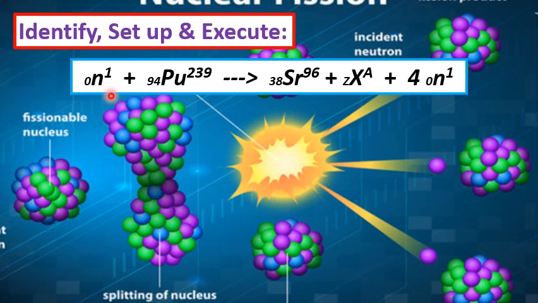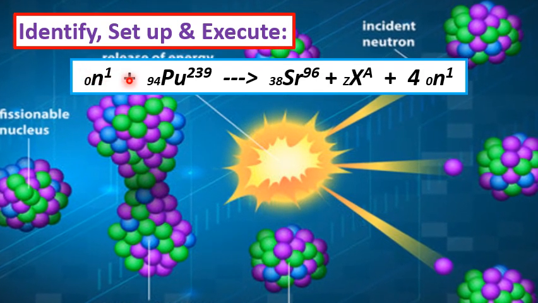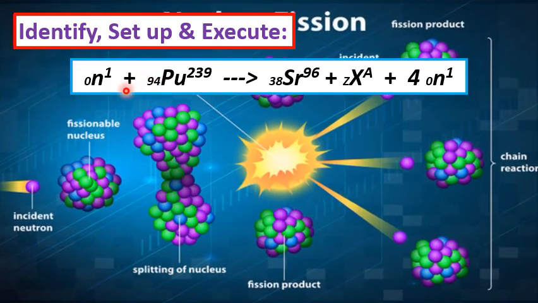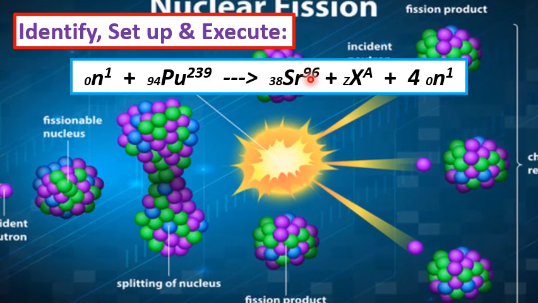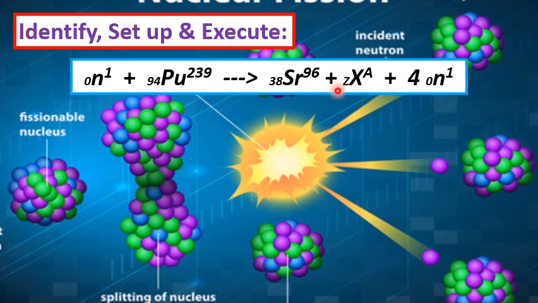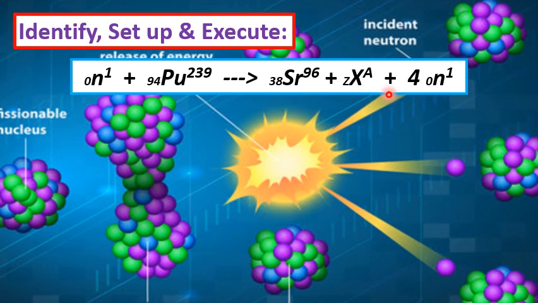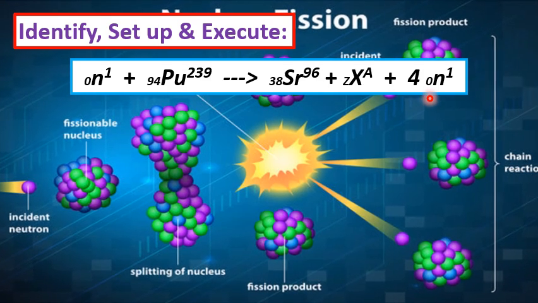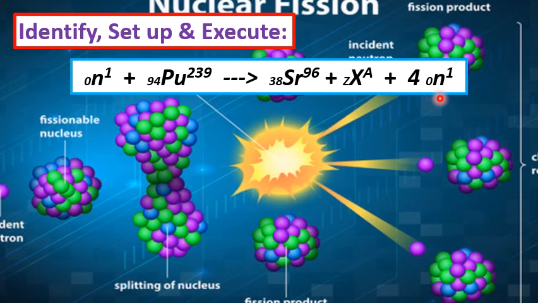The given nuclear equation shows that a plutonium-239 isotope captures a neutron particle and splits into a less massive strontium-96 isotope and an unknown element X with a mass number capital A and an atomic number capital Z, and at the same time releases 4 neutron particles.